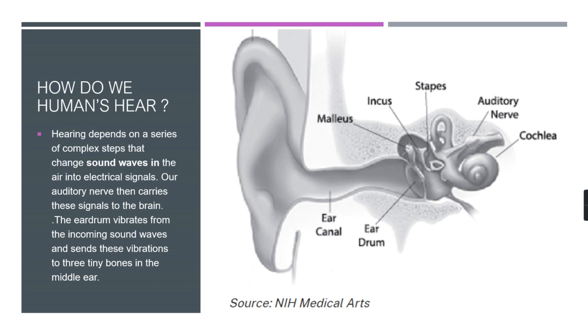Our auditory nerves carry these signals to the brain. The eardrum vibrates from the incoming waves and sends these vibrations to three tiny bones in our mid-ear, and that's how humans can hear.